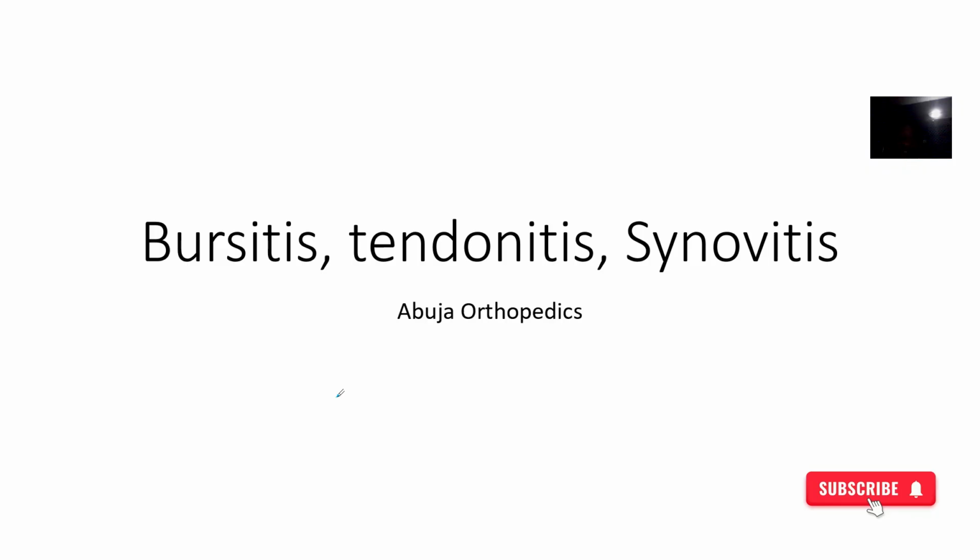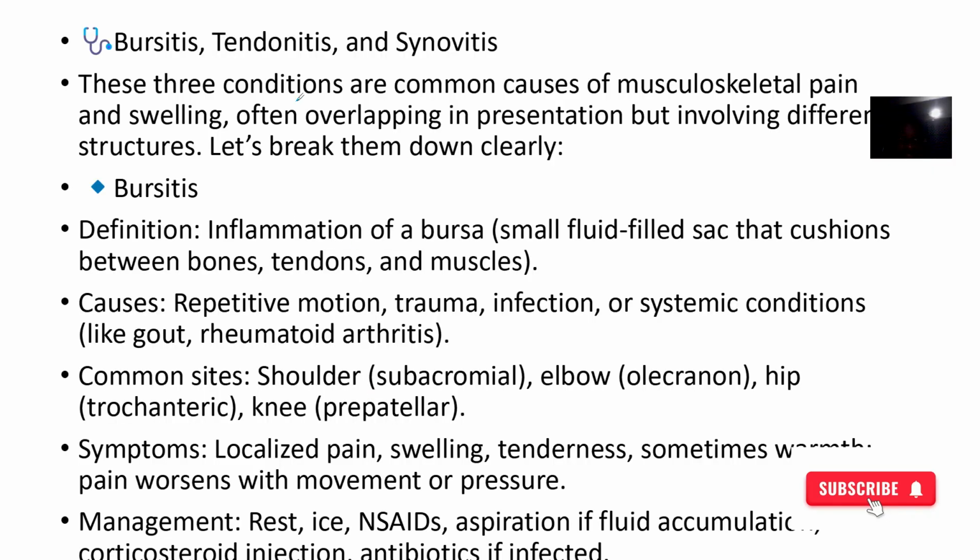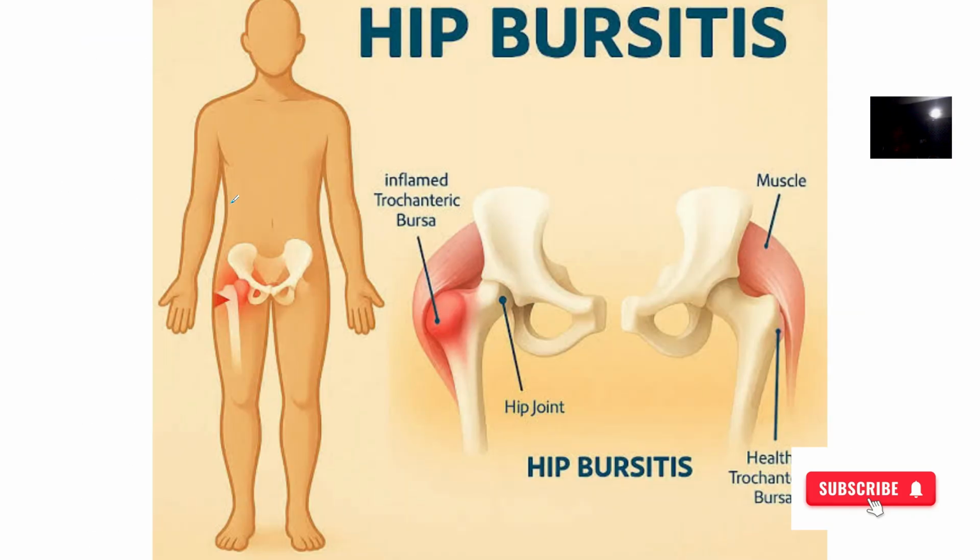Okay, so I think that's what we got. So let's look at them. The first is bursitis. To say that in general, those three conditions are common causes of what? Musculoskeletal pain and swelling. They often overlap in presentation, but they are different. You understand? They are different. It's not the same thing.